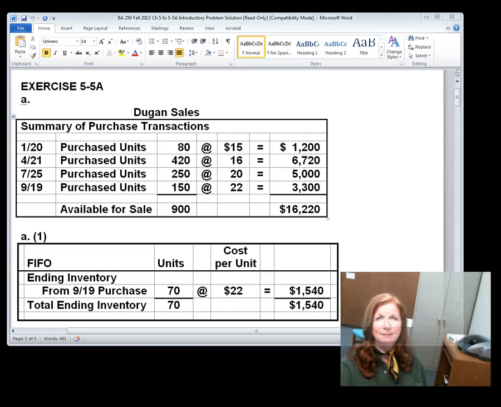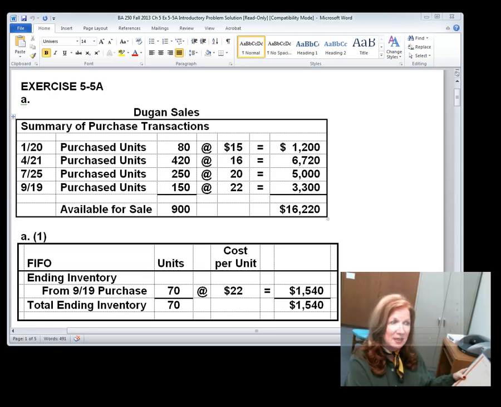This week's exercise is 5.5a. It's on page 289, and it's about effect of inventory cost flows on ending inventory balances and gross margin. So Dugan Sales has the following transactions for jackets in 2013, its first year of operation.